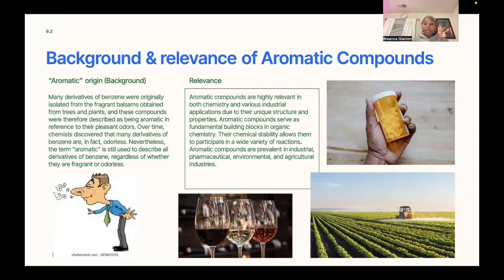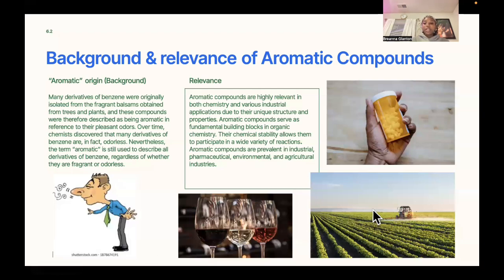And the relevance of aromatic compounds is that aromatic compounds are highly relevant in both chemistry and various industrial applications due to their unique structure and properties. Aromatic compounds serve as fundamental building blocks in organic chemistry. They are extremely, extremely stable, so their chemical stability allows them to participate in a wide variety of reactions. And aromatic compounds are prevalent in industrial, pharmaceutical, environmental, and agricultural industries, just to name a few.